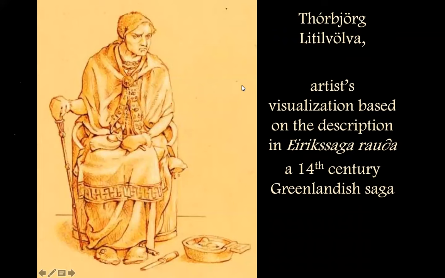Here's a reconstruction of Thorbjörg, who is also called Little Vulva, the small vulva, from Eiríks saga rauða. This is in the 1300s, a saga from Greenland. They visualized her with one of those seidstafir in the form of a distaff, going by the description of her robes as they're described in the saga. She is going from village to village and received with great honor by each family who gives her a feast. Then she goes up to the high seat and leads a ceremony and then prognosticates how it's going to be for the coming year.